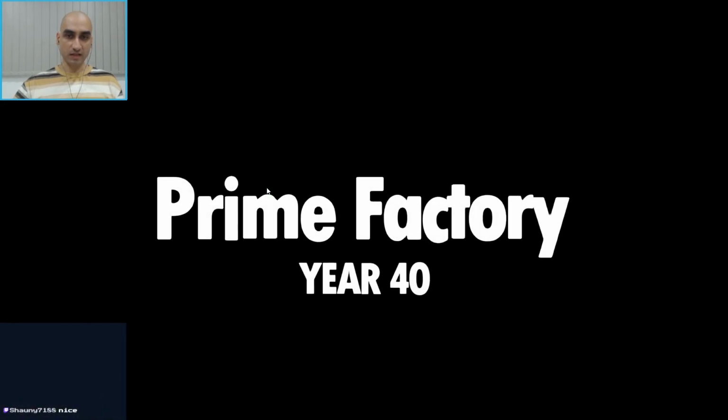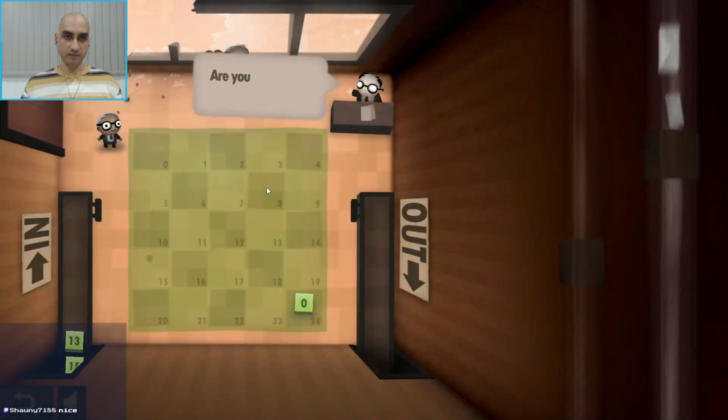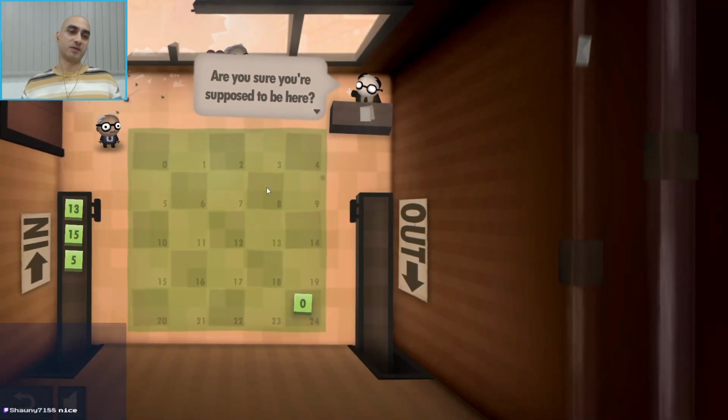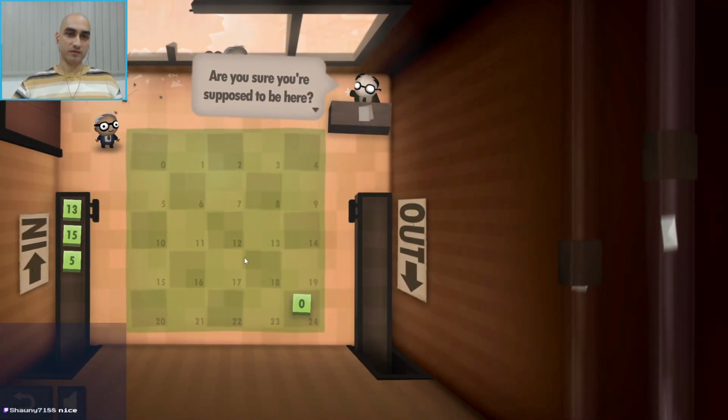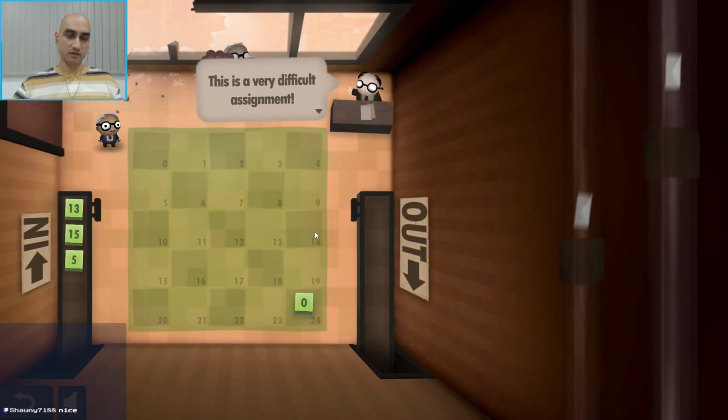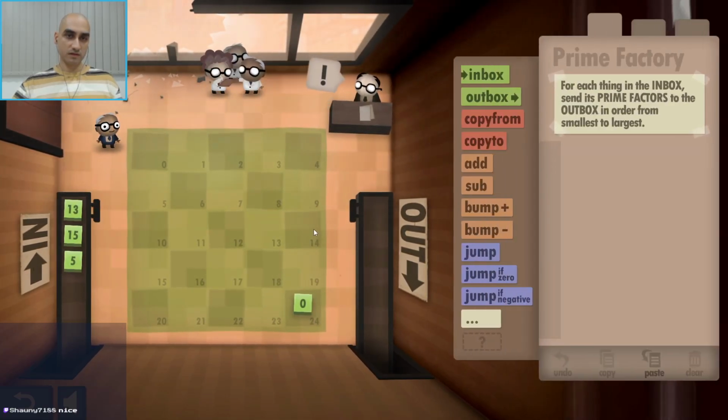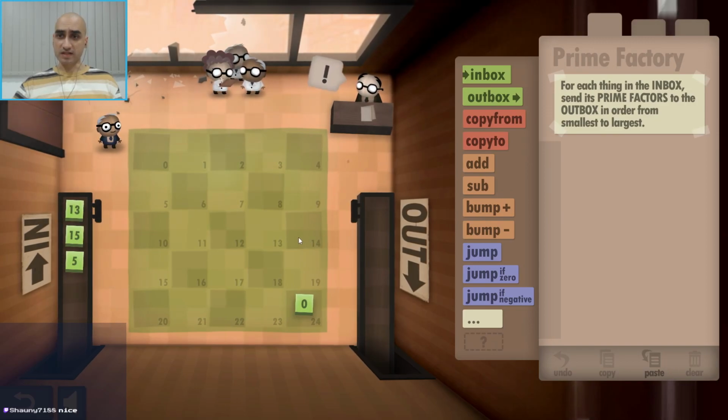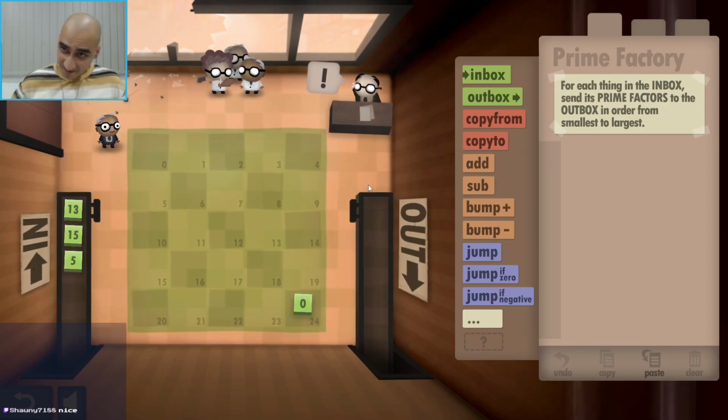Prime Factory. So this is the last optional challenge, so it's probably going to be hard. Oh, it's going to be primes or something. Output all the primes. For each thing in the inbox, send its prime factors.